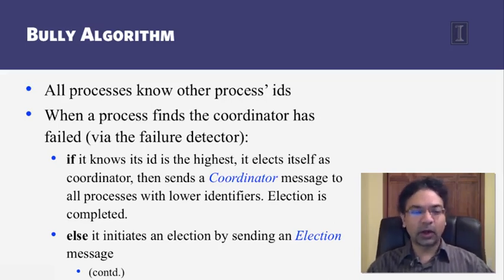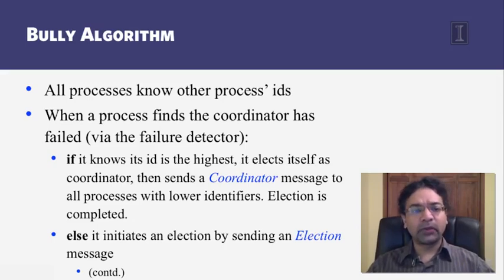This is why this is called a bully algorithm. Essentially, if you know that the bully, the highest ID process, has crashed and that you're the next highest ID process, then you become the new bully and you tell everyone else with a lower ID that in fact you are the new leader and the new bully in the system.